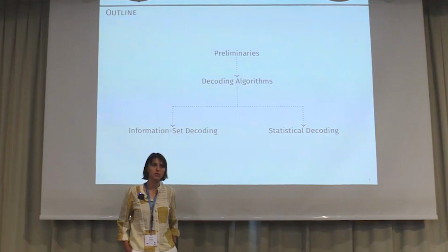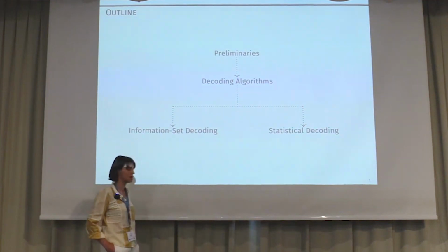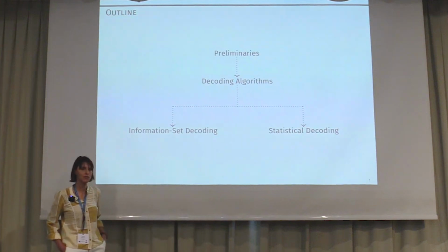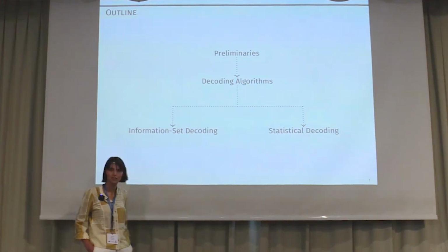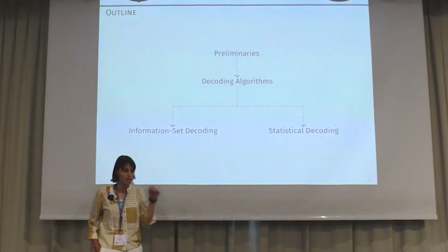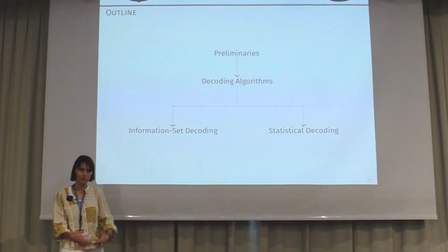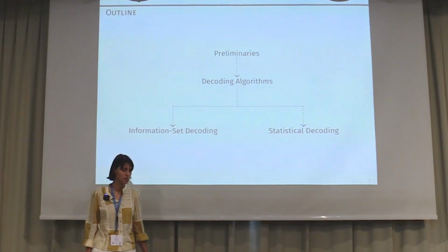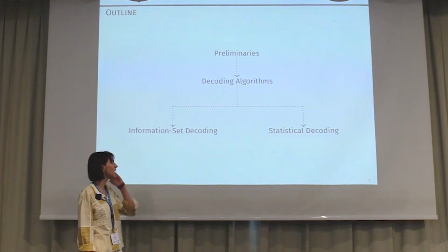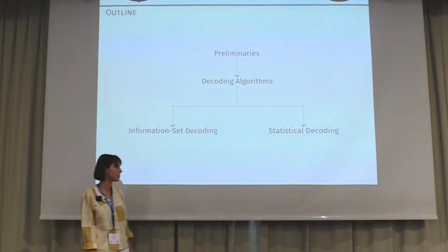Then I would like to continue with decoding algorithms, in particular two classes of decoding algorithms that proved to be the most effective and the most efficient in the code-based setting. The first class is called information set decoding, and that's actually a very long line of different research that was done on these decoding problems. You can see this part as the evolution of the information set decoding algorithms.